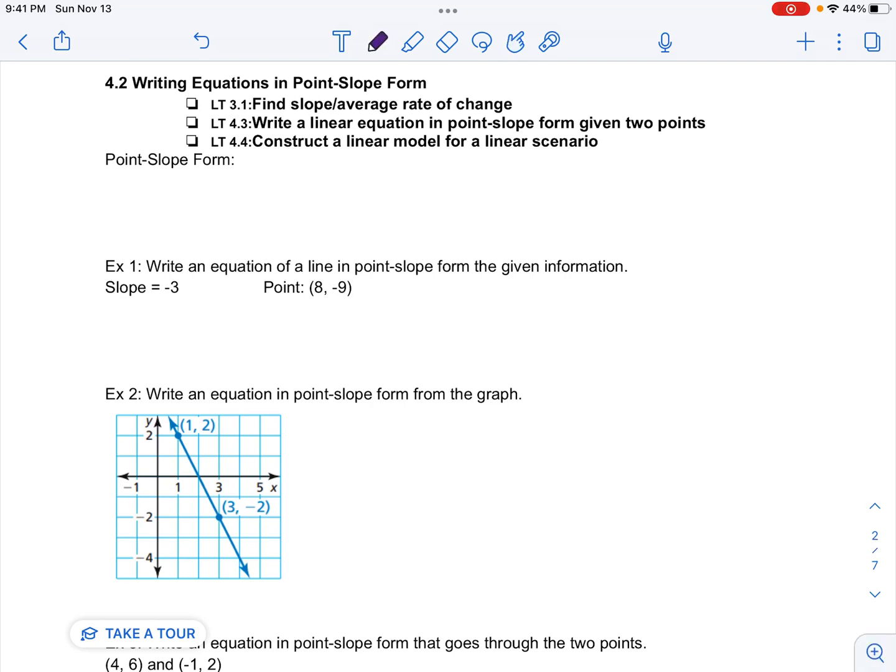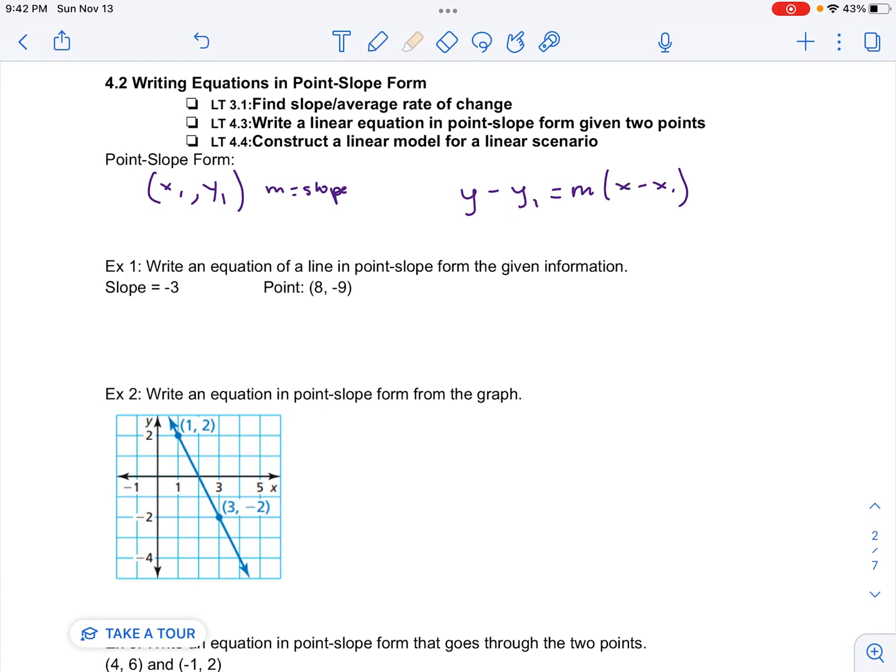So point-slope form is different than slope-intercept form. It's just another way to write a line. I personally think this is the easiest form. However, most students would disagree with me, and they like slope-intercept form, because they've been exposed to it more. And that's totally fine. Everyone has their own opinion. But in point-slope form, you're going to have a point (x1, y1) and a slope. This form is y minus y1 equals m times x minus x1.